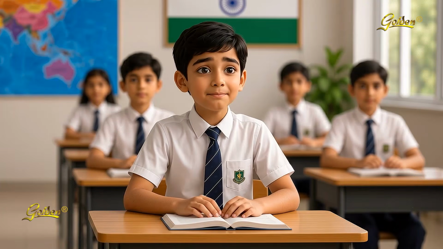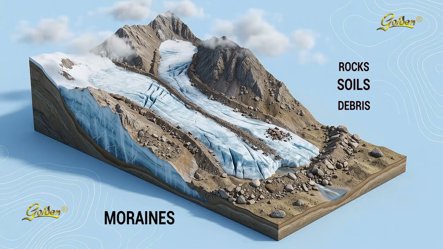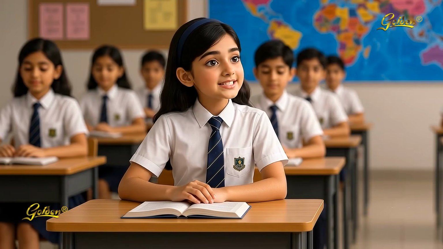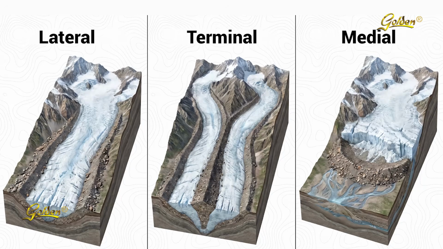What are moraines, ma'am? They are landforms made by depositing rocks, soils, and debris left behind by glaciers. Ma'am, please tell us about the types of moraines. There are 3 types of moraines: lateral moraines, terminal moraines, medial moraines.